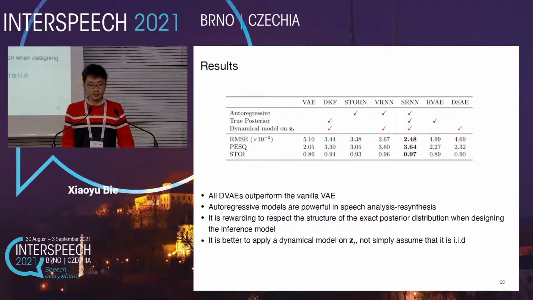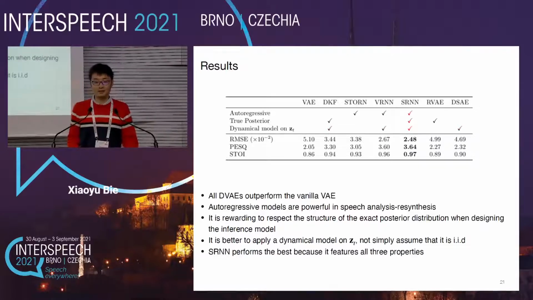The last thing we want to compare is the dynamical model on the Zt. This is because for the vanilla VAE, the prior distribution of Zt is assumed to be an independent identical distribution. So usually it's a zero mean and unit variance distribution. But for DVAE, we can actually create a generative model for Zt. And in this paper, we could say that it's really better to apply such a dynamical model on the Zt.